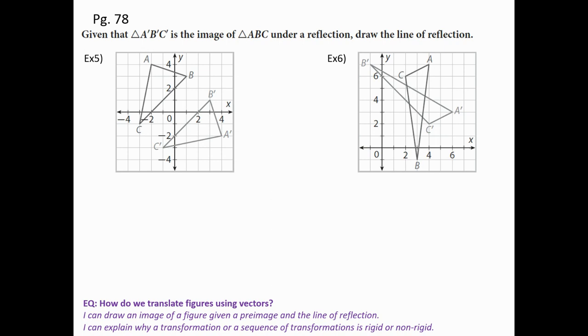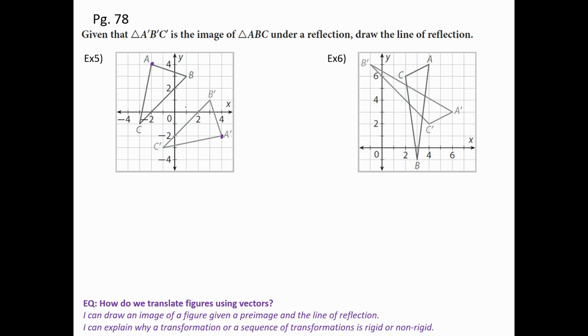So given the triangle A prime, B prime, C prime is the image of triangle ABC under a reflection, we're going to draw the line of reflection. The way we're going to approach this, I'm going to use my colors. I'm going to start with A, and I'm going to literally count how I get from A to A prime. The line of reflection has to be in the middle, halfway between these points. There are two different ways we can do it. This first way I'm going to show you is just counting. The other way is to literally find the midpoint using the formula we learned before.